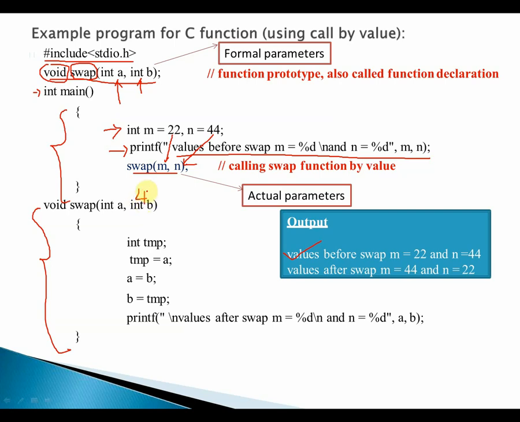44 will be taken at this place in this variable B, and 22 will be taken over here into this variable A, or I would call it a parameter. After that, these lines are executed where the actual swapping of the two variables A and B happens, and in the final this line will get executed where the two swapped values are being printed.